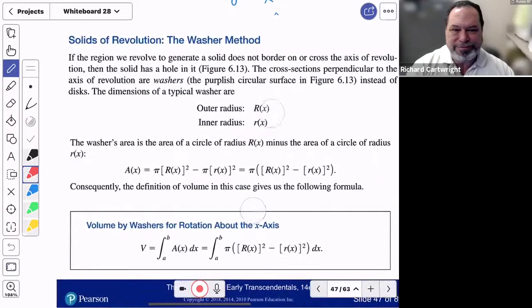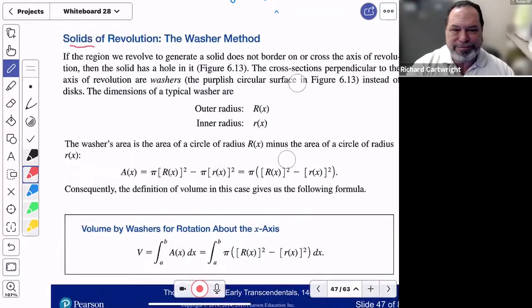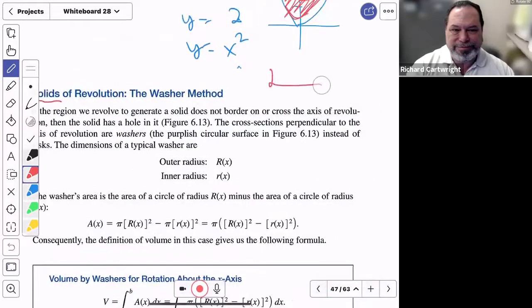Washer method. It's still a solid, but now we're not creating a hockey puck.